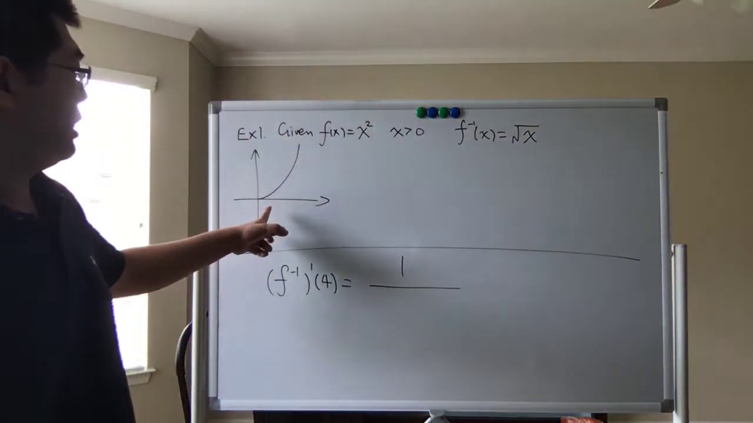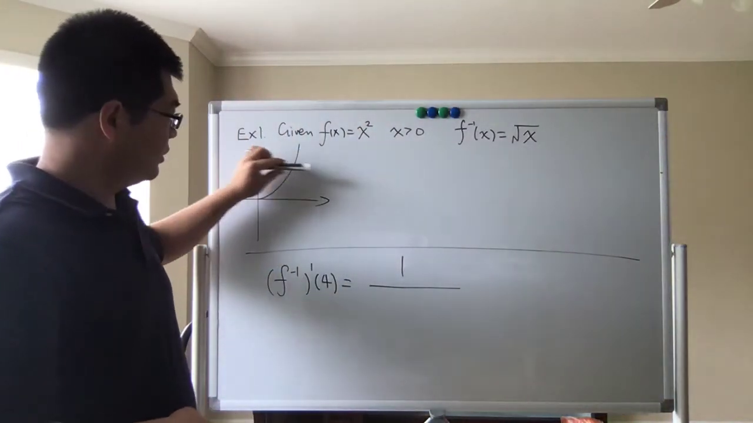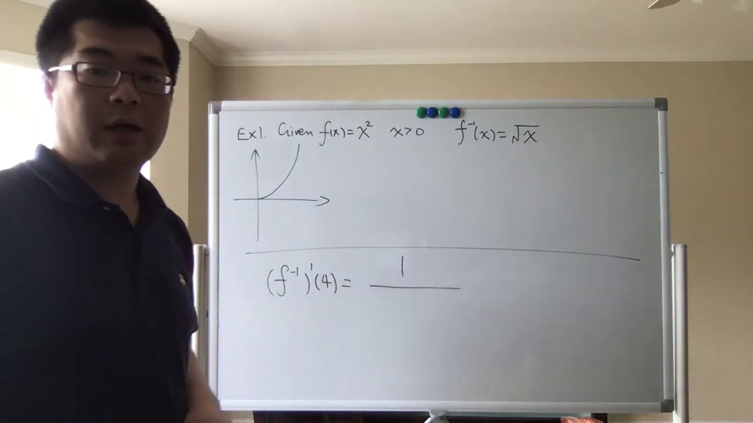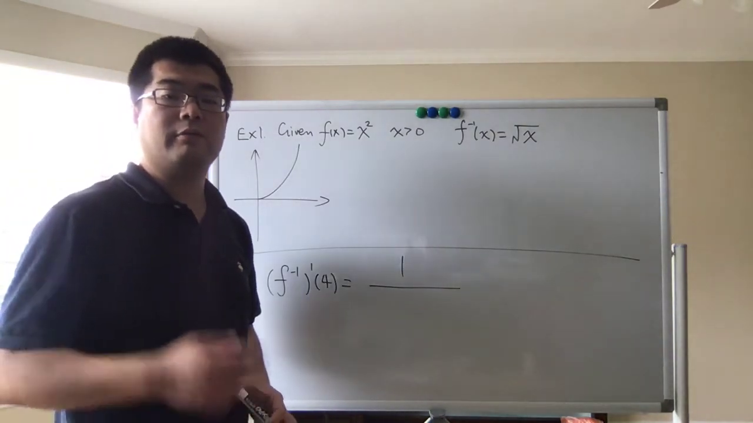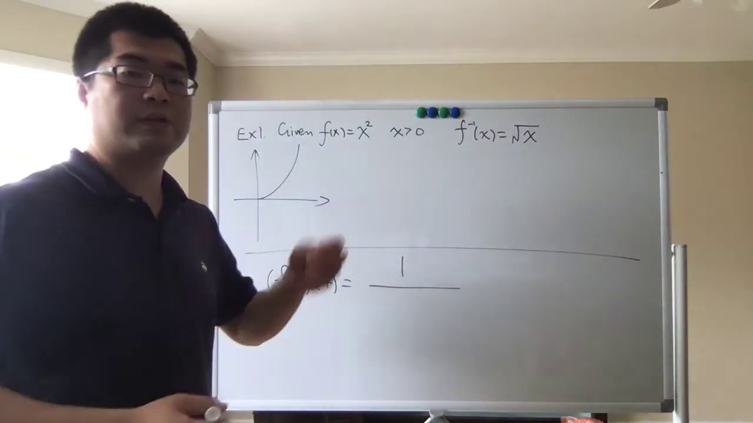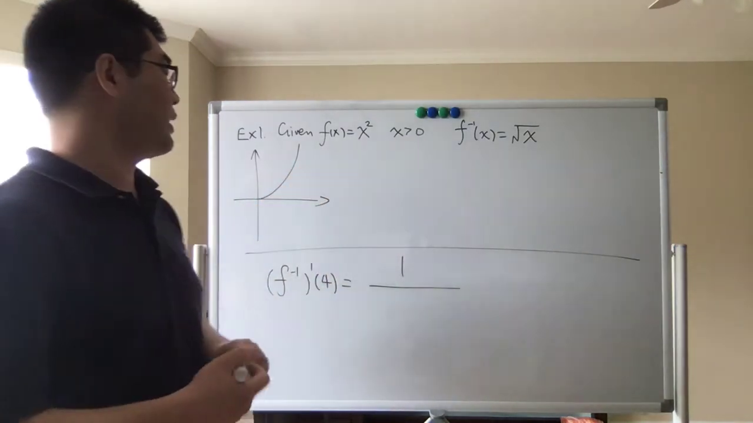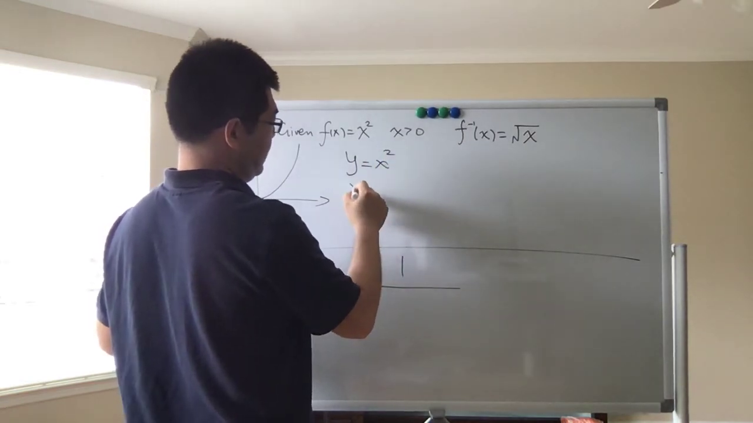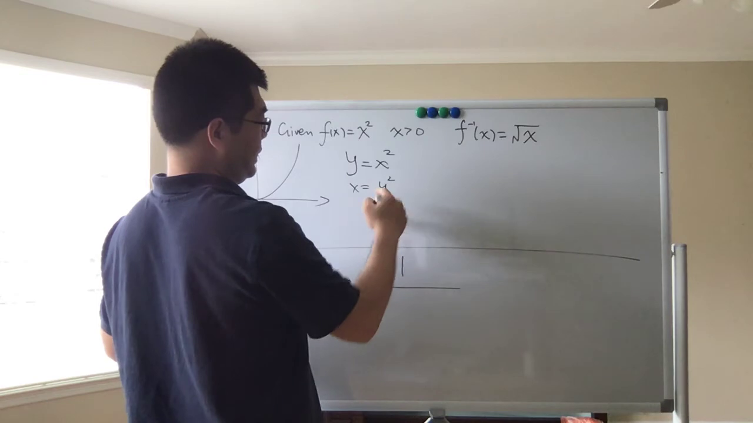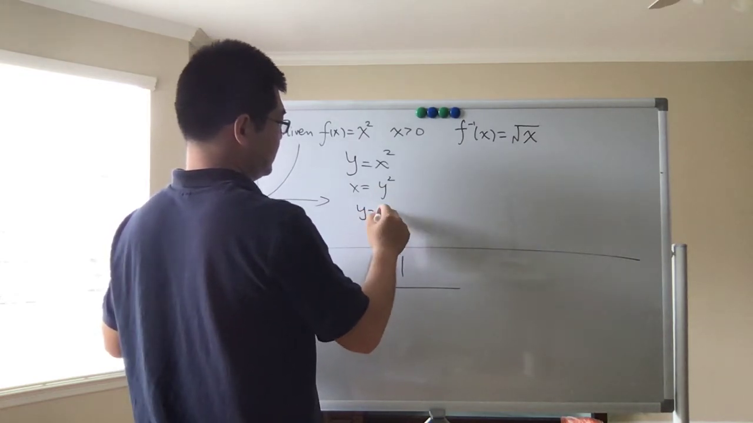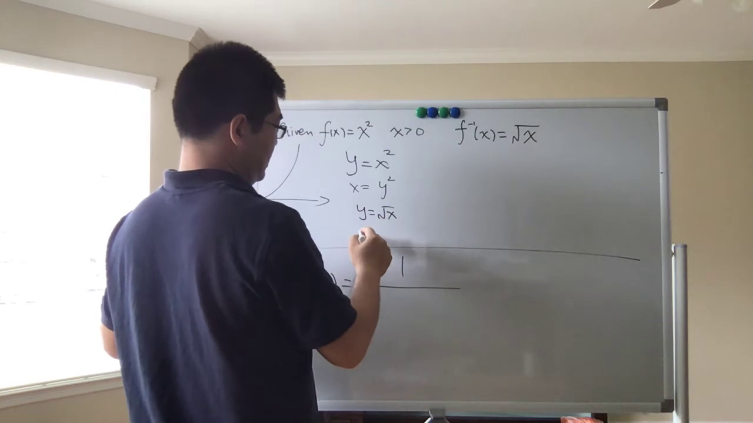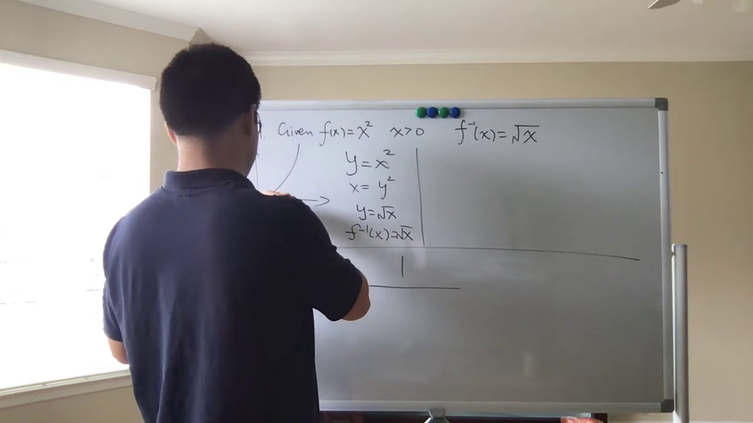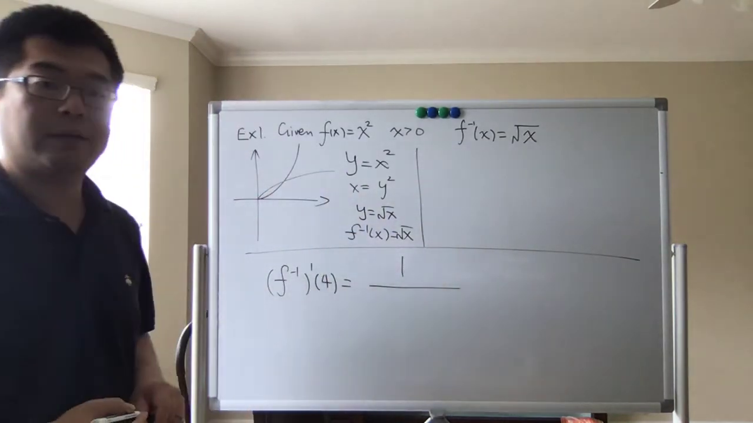When I draw this, as you can see, it satisfies the horizontal line test, so it is one-to-one. And of course, it has an inverse, and we can easily solve for it. Remember, set y equals f of x, so y equals x squared. Interchange x and y: x equals y squared. Since y is positive, y equals square root of x. Replace y with f inverse, which gives us the square root of x. And the graph is something like this.